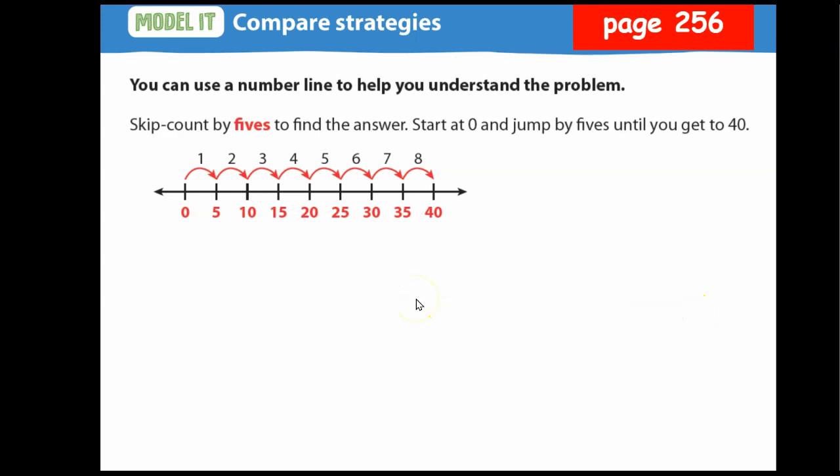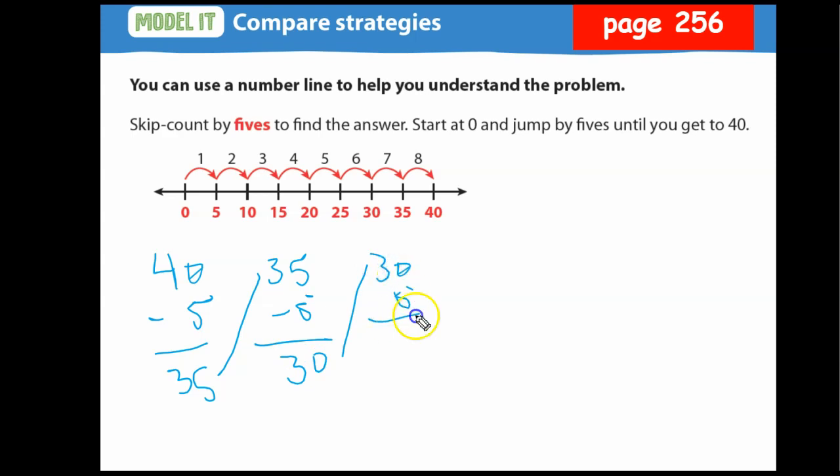Now in multiplication, one strategy is repeated addition. But with division, I could do repeated subtraction. Something like this. We started with 40, right? And subtract 5. That's 35. 35 subtract 5, that's 30.